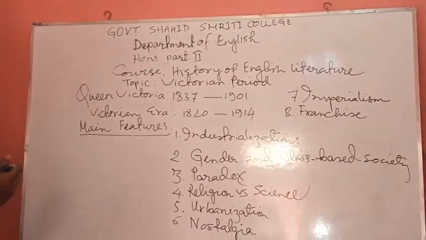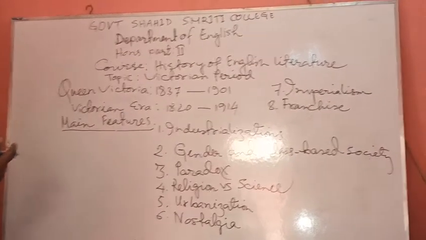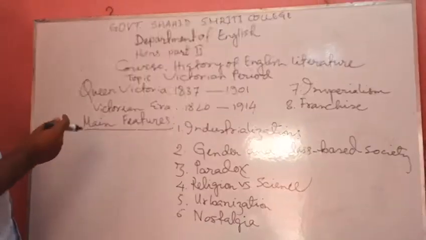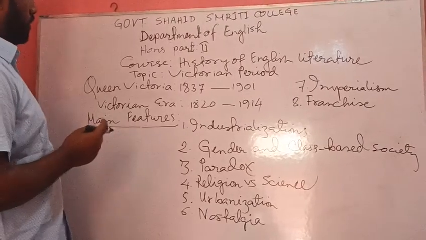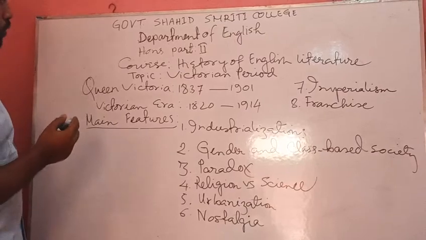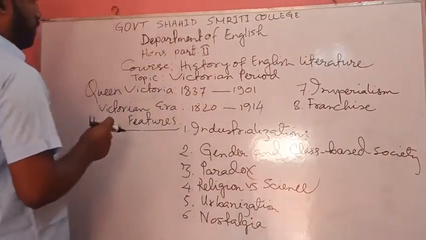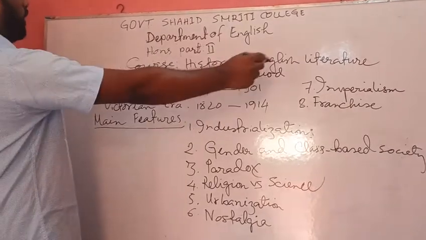Today, I am giving a class for the honors secondary students. The class I am giving you is on the course History of English Literature. The topic is the Victorian period.